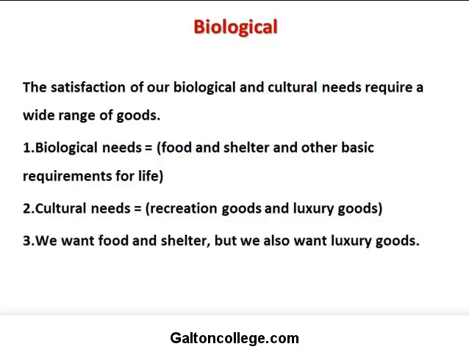So we want food and shelter, but we also want luxury goods. And once one range of goods is satisfied, we tend to move upwards to the next one. So our wants tend to be onward moving. In fact, we seem to have unlimited wants. We satisfy one set, we move up to the next set. We satisfy that, we move up higher still. So we're always looking for something else. So we seem to have infinite wants, and that seems to be a part of the human condition.